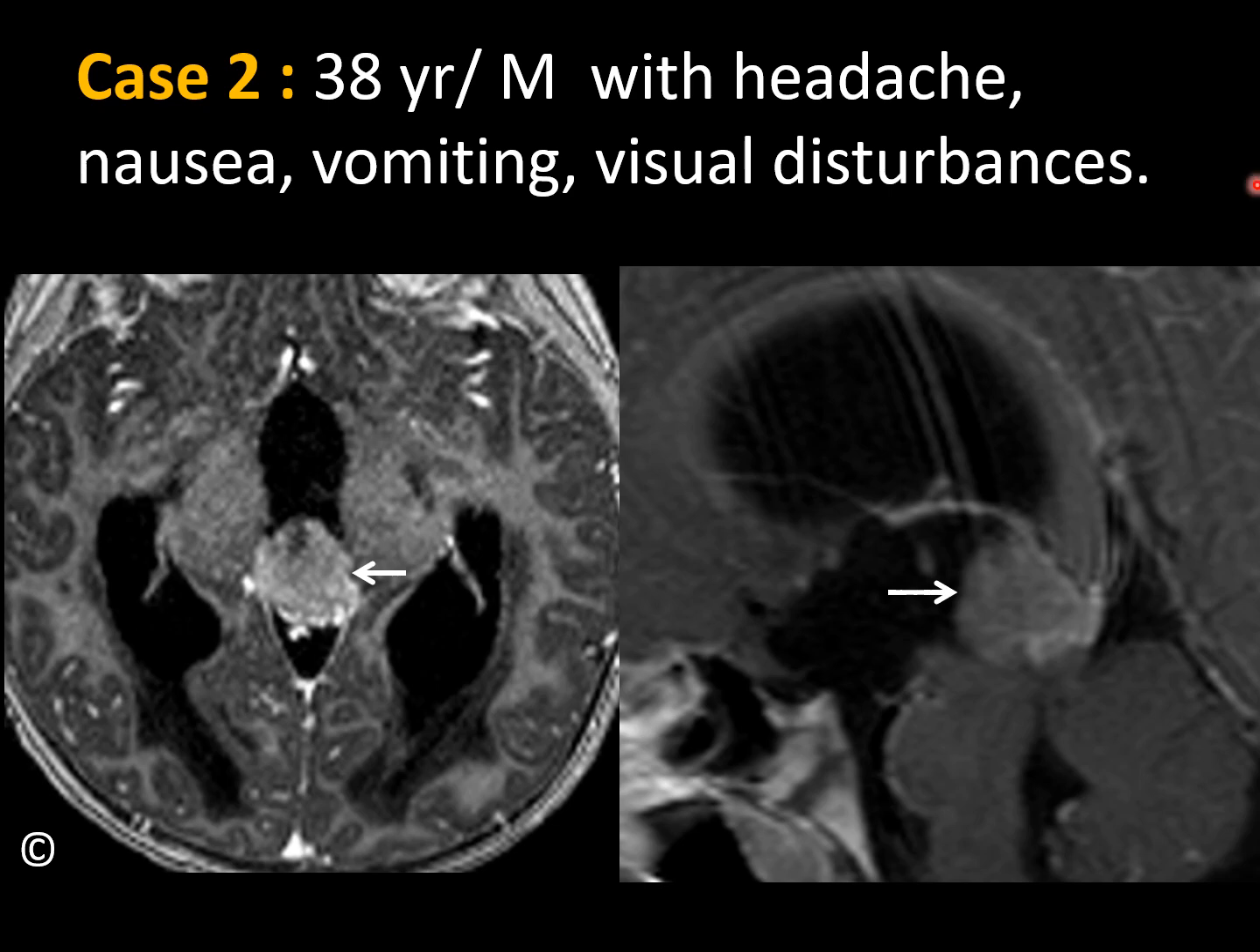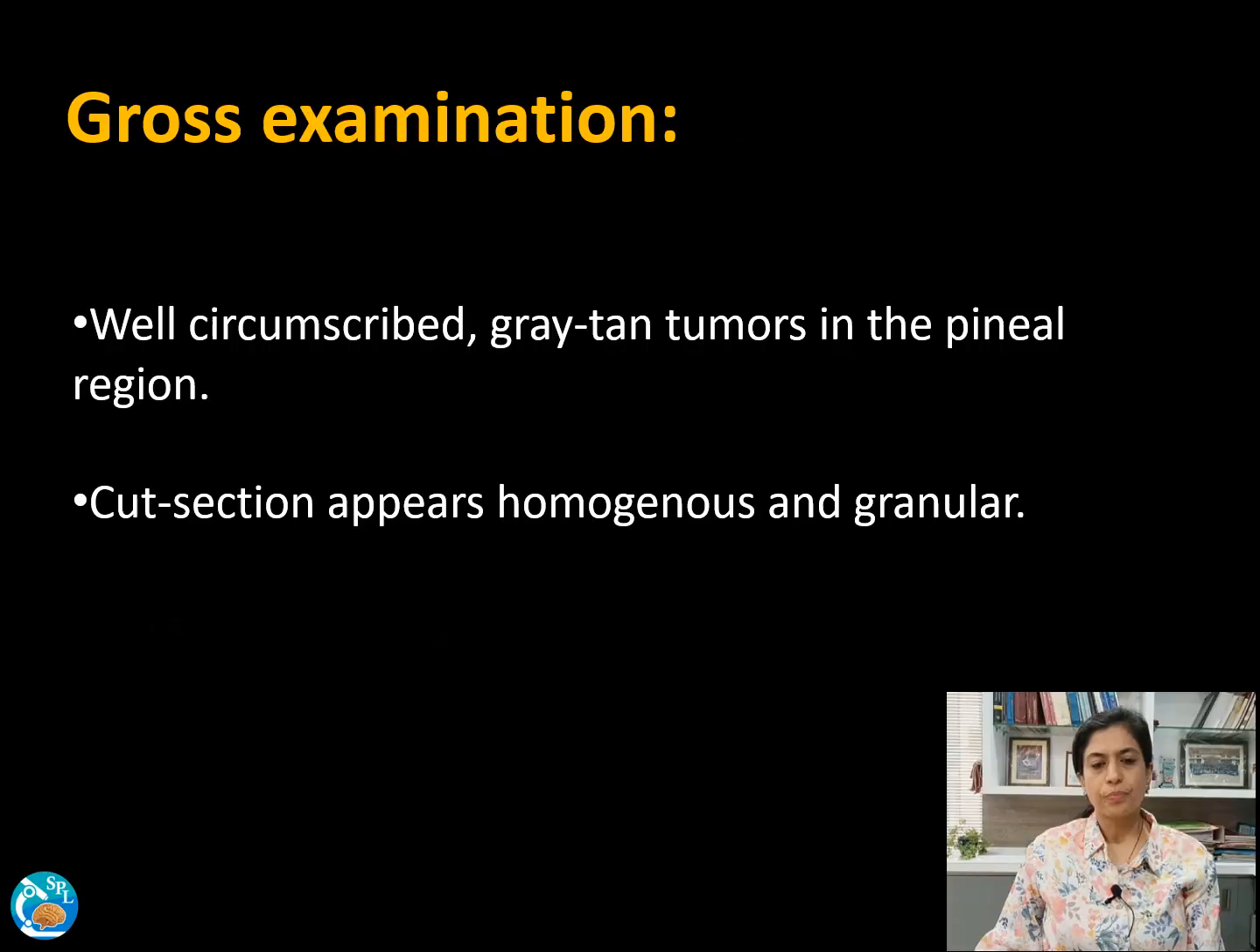Now, this is a second case of a 38-year-old man who presented with headache, nausea, vomiting, and visual disturbances. Now, you can see this brightly enhancing mass in the pineal gland causing hydrocephalus, and this is the sagittal section. On gross examination, these are well circumscribed, gray tan tumors in the pineal region. The cut section appears homogeneous and granular.